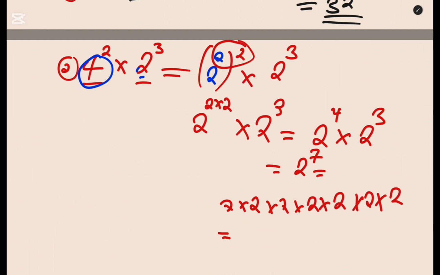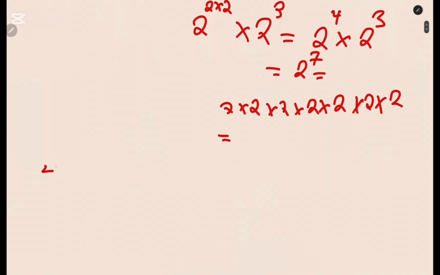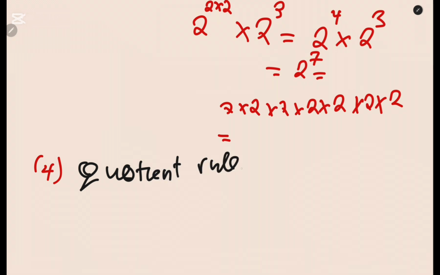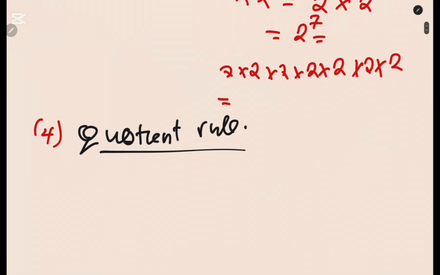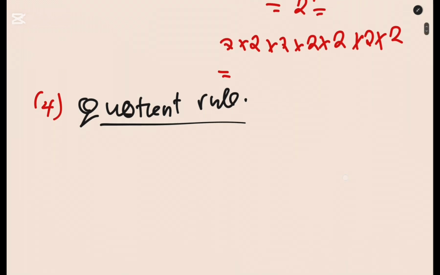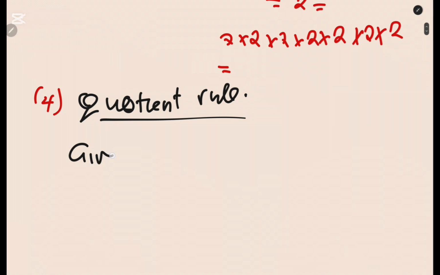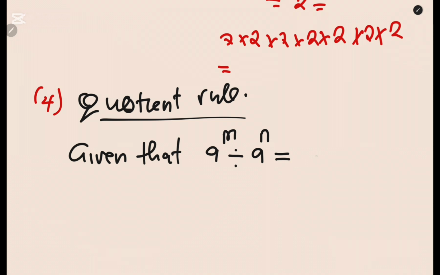So the other one that we can look at, the fourth rule, is what we call the quotient rule. For the quotient rule, for you to find the quotient, you must have divided the numbers. All right, so now in this one, we are given, let's say, a to the power m, the same one, but the difference is that this time around you are dividing by a to the power n. How does this one become?